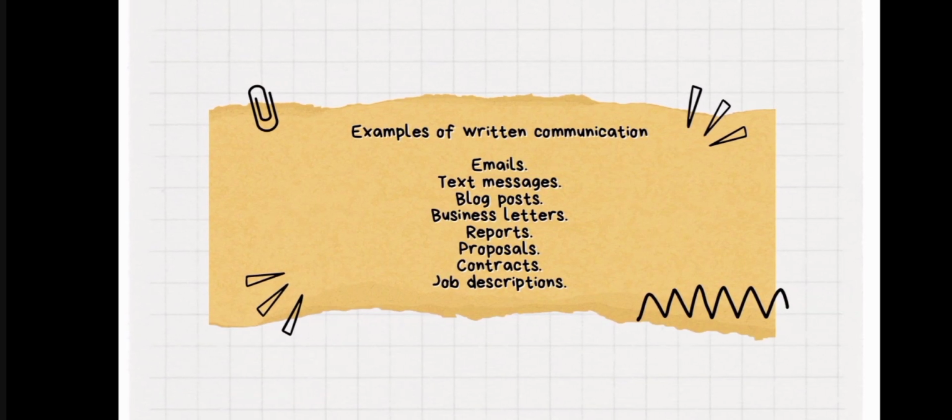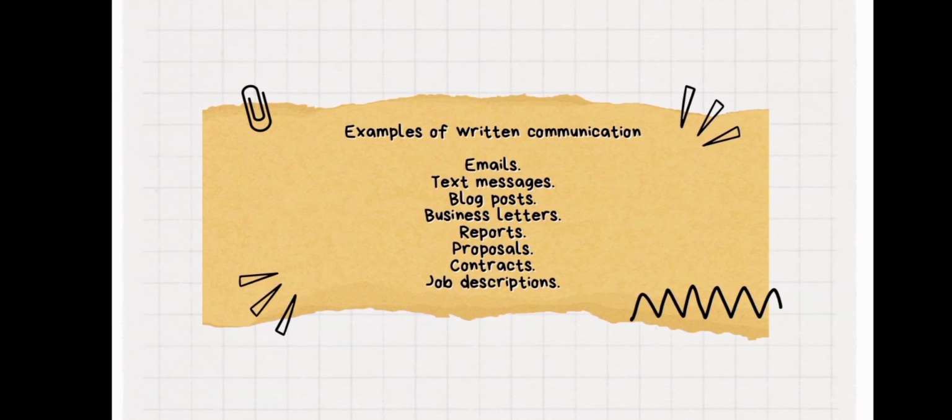So, examples of written communication, of course, email. It's a kind of written communication. Text message, blog post, business letter, report, proposal. Of course, it's a kind of written communication. Contract, when you sign a contract, it's written. A job description, of course, is a kind of written communication.